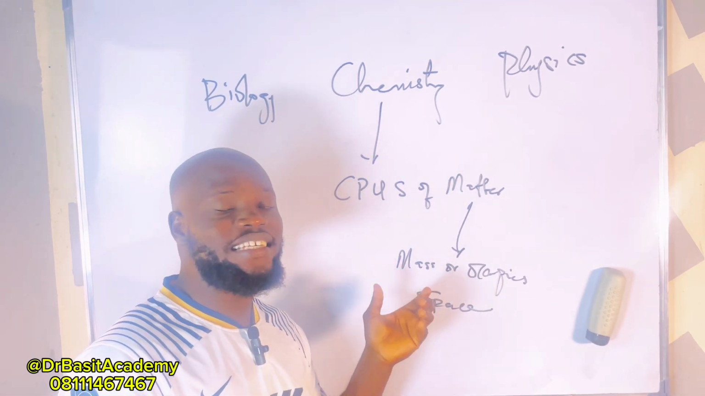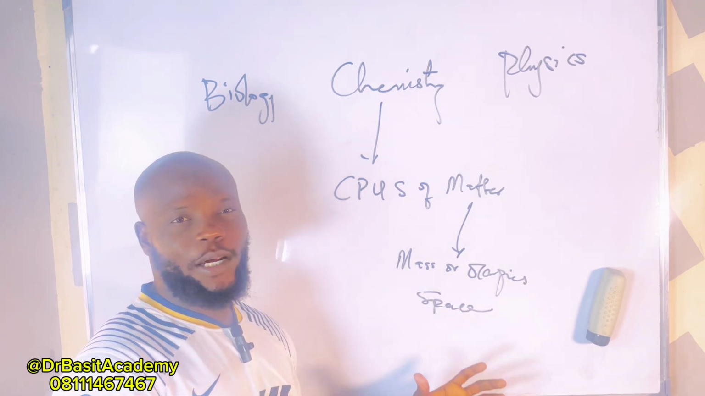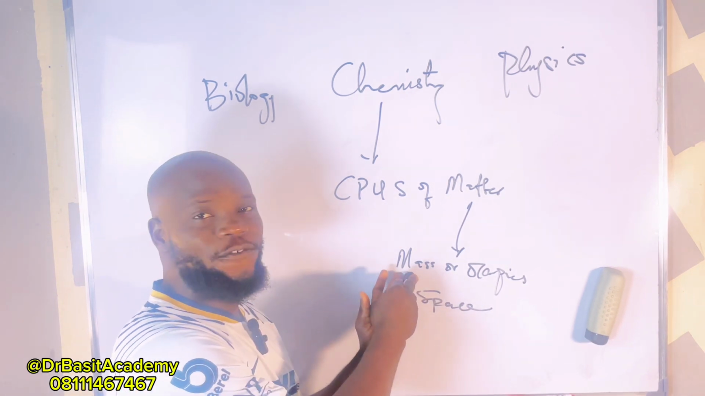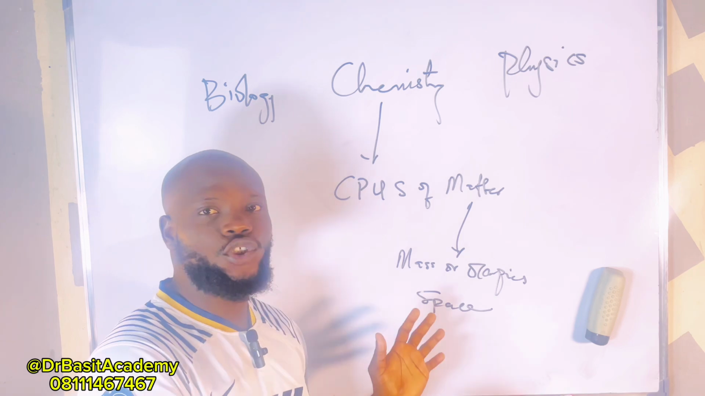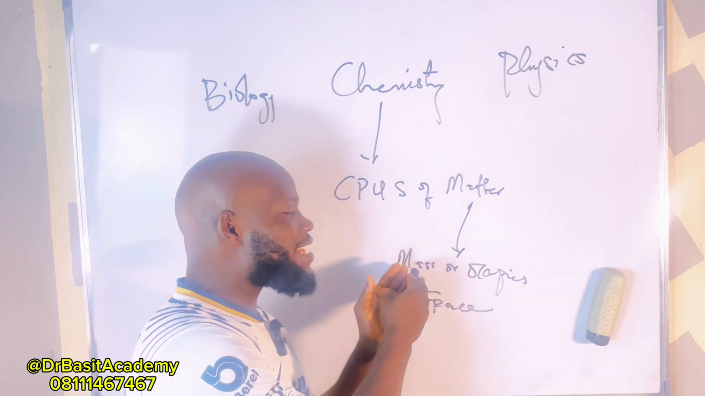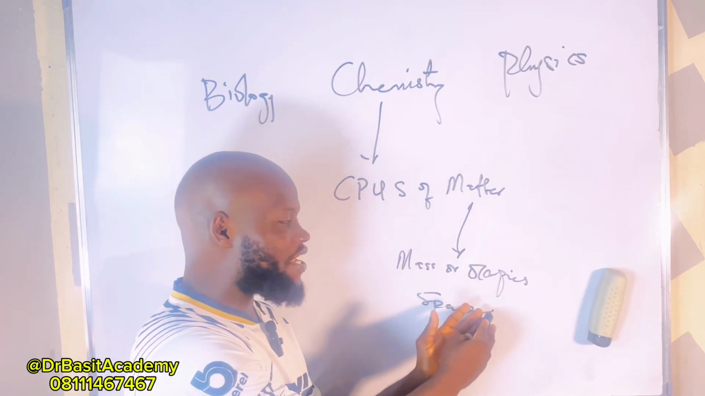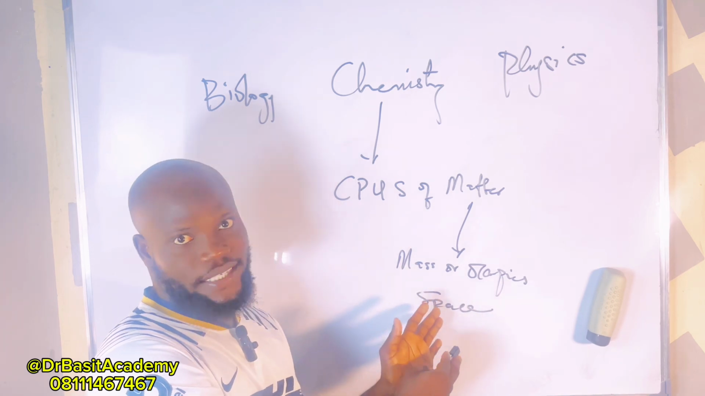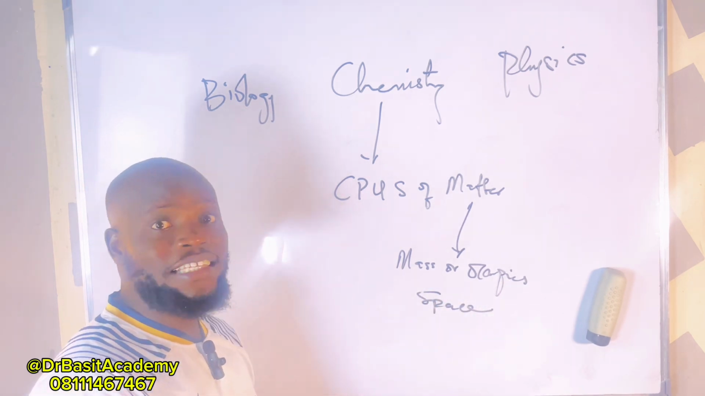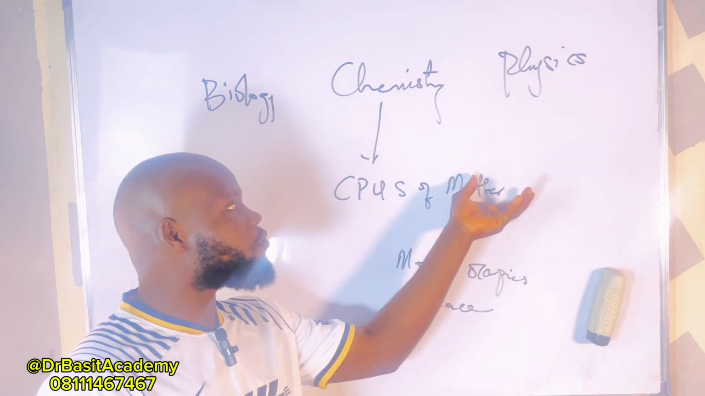No, weight is different from mass. Perhaps in our next class, we're going to talk about the difference between mass and weight. But just take note that matter is anything that has mass and occupies space, not anything that has weight. Do we understand? So anything that has mass and occupies space is matter.